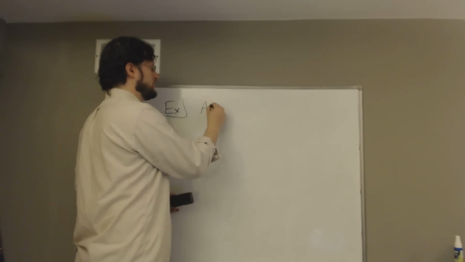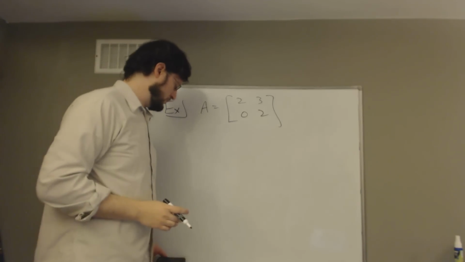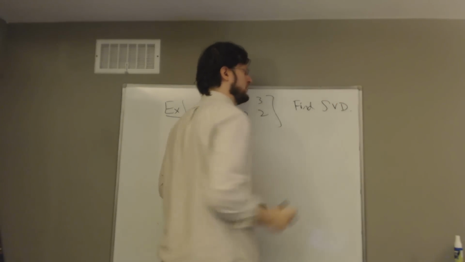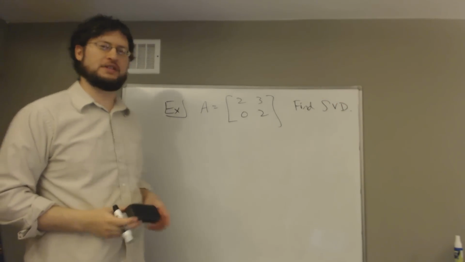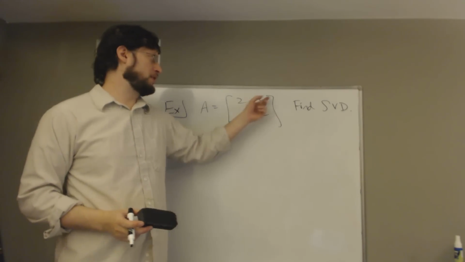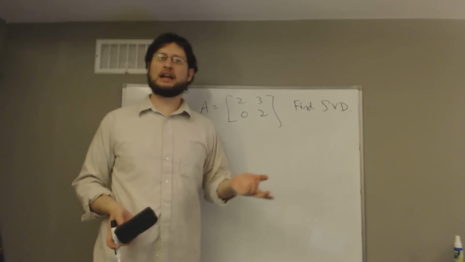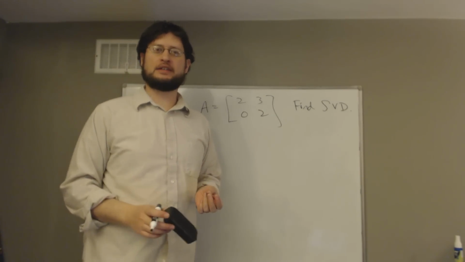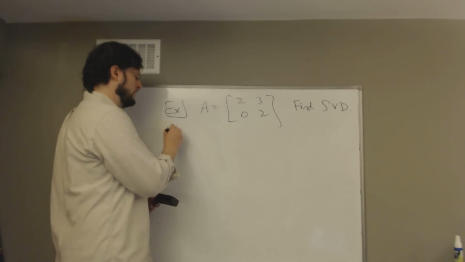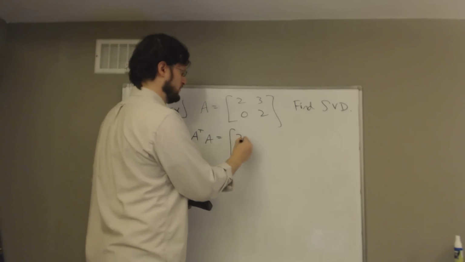So we're going to look at the matrix A, which is 2, 3, 0, 2. And we're going to find a singular value decomposition, SVD. Now, this is not a symmetric matrix, right, because I don't have the same thing if I flip across the diagonal. So I cannot get an orthogonal diagonalization. But our first step, then, is to look at A transpose A.